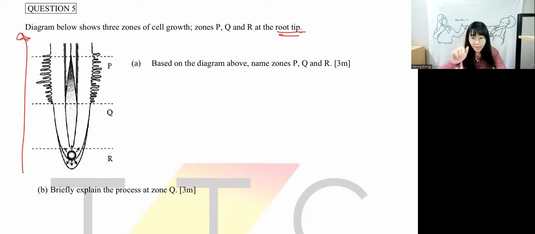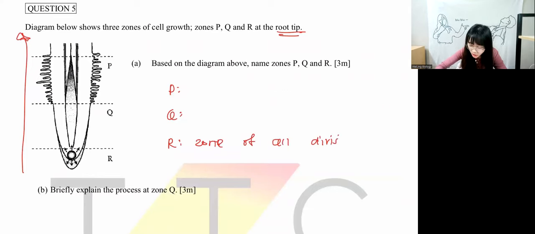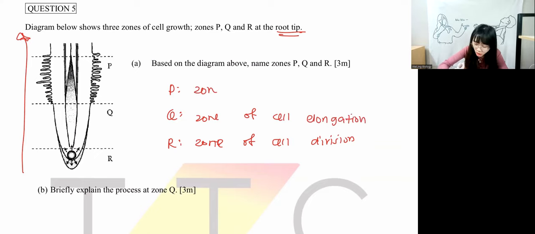So we know that R is the first zone. Q is the second zone. P is the last zone. R is the first zone, right? So P, Q, R. R first zone is called zone of cell division. Very good. Second one is called zone of cell elongation. Correct. The third zone is called zone of cell differentiation. Very good.